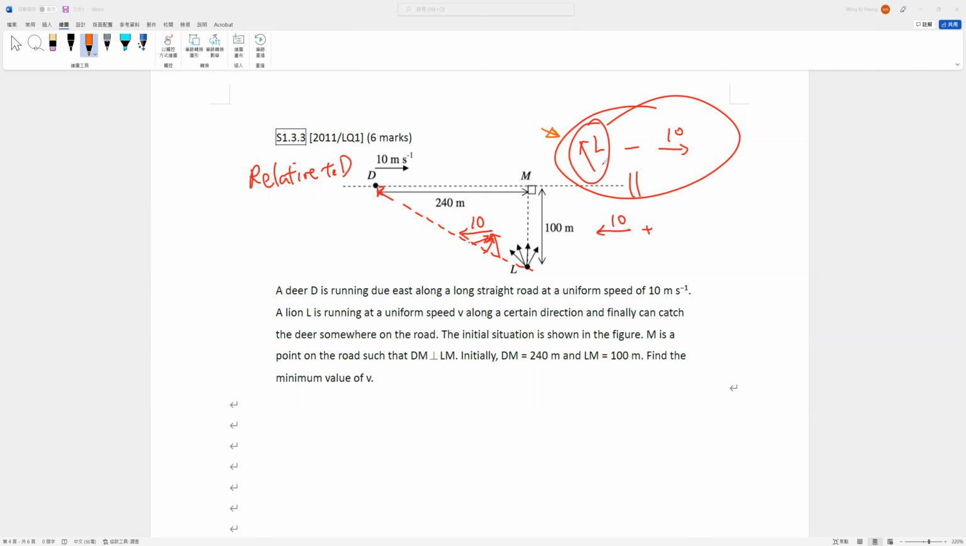You just use the velocity of the lion minus the velocity of deer, and then it will become the 10 towards left plus the velocity of lion. You don't know which direction it is, but you know the resultant direction. You don't know the direction of this velocity, but you know the resultant velocity.